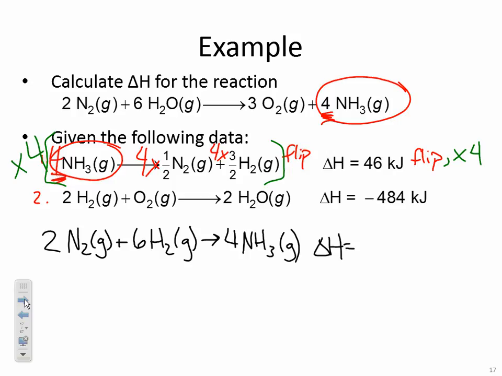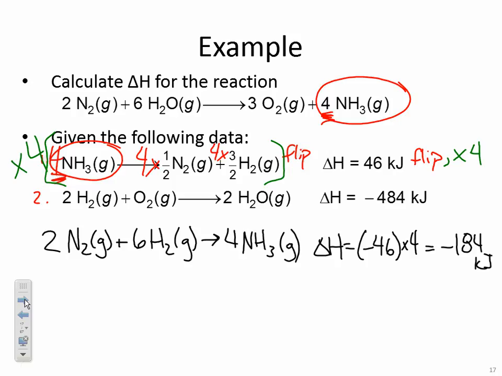I'm also going to figure out that delta H value right now. So I'm going to flip the sign. So instead of being positive, now it's going to be negative, and then I'm going to multiply it by 4. And from that, I get negative 184 kilojoules. That's the delta H for this manipulation that I've done.